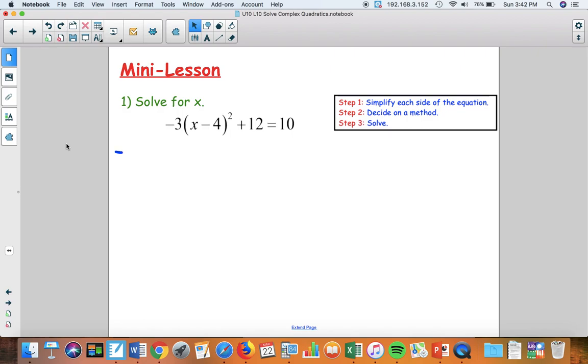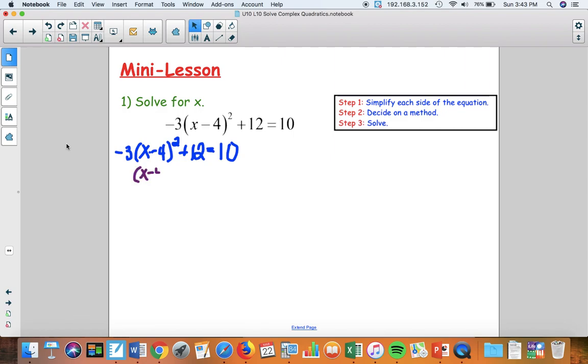So we have negative 3, then we have x minus 4 squared plus 12 equals 10. Now there's going to be many different ways to solve this, so if you solve it a different way than I do, that is totally okay. So first we have our exponents. We have that x minus 4 squared. So let's try to deal with that.